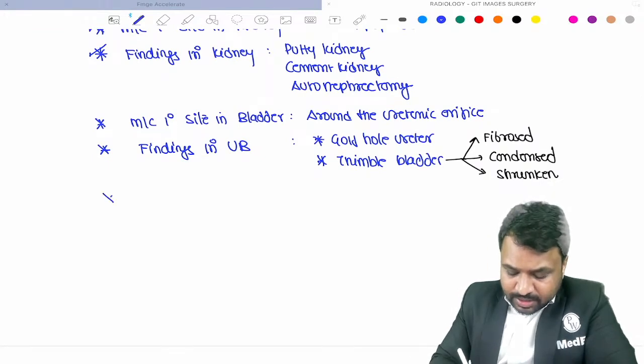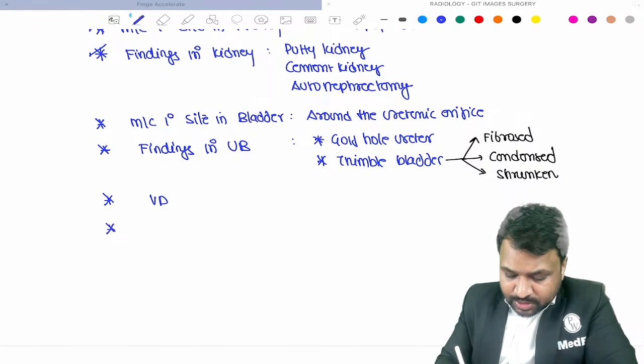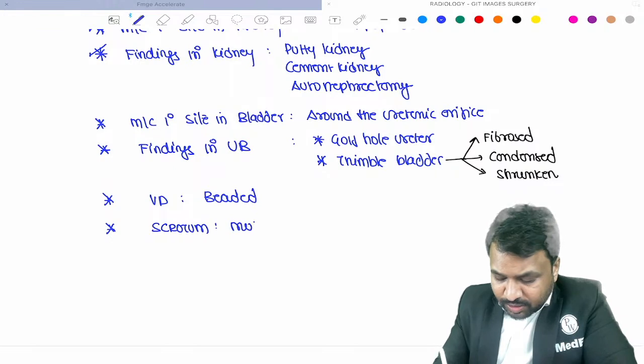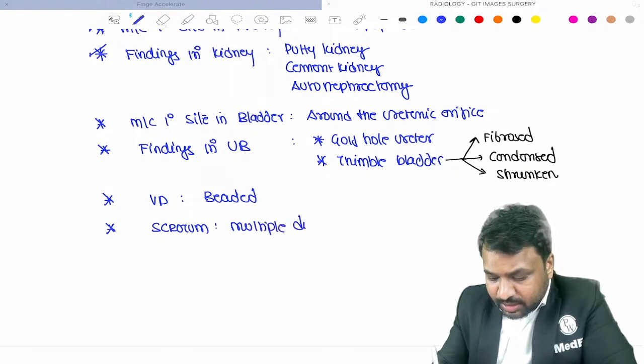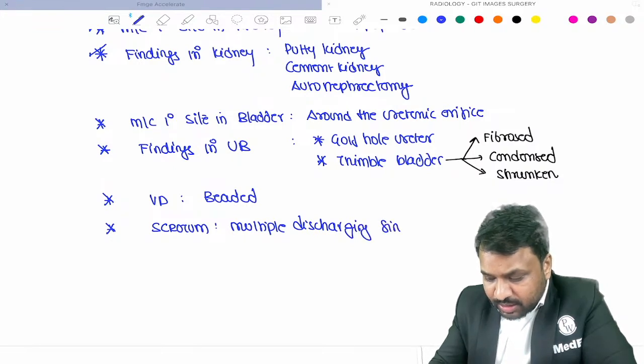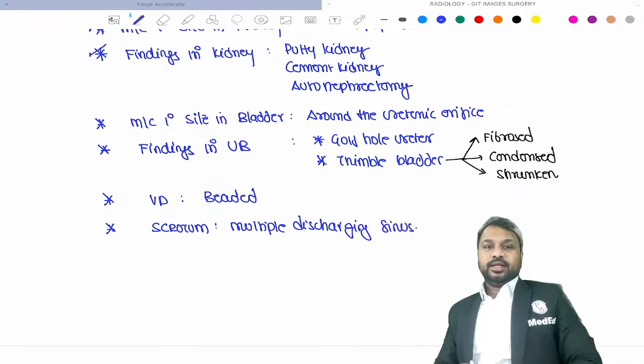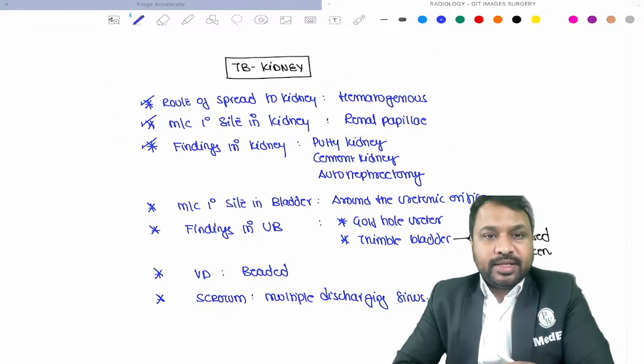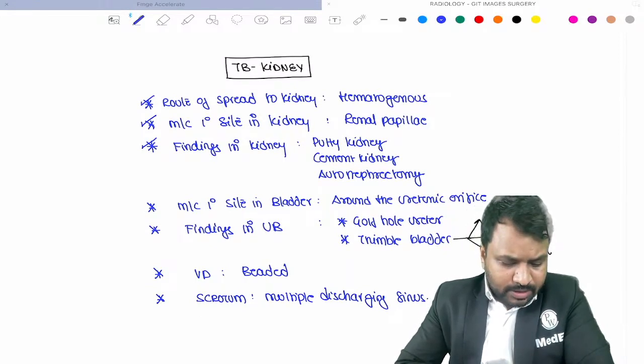What are the findings that you will see on the vas deferens? What are the findings that you will see on the scrotum? On the vas deferens, it will present as beaded vas deferens. In the scrotum, there will be presence of multiple discharging sinuses. These are the findings that you will see in TB kidney and the entire urogenital tuberculosis, which is going to be present in this particular manner.